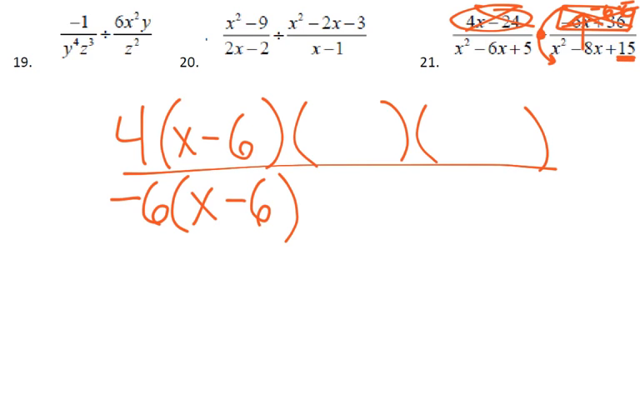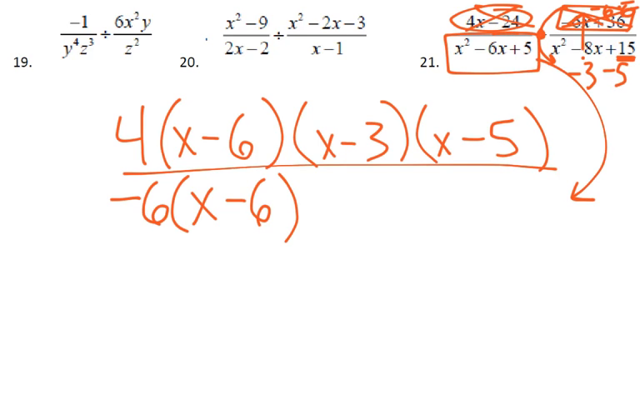Okay, factors of 15 that add up to negative 8. So one of them is positive, one of them is negative. Or they're both negative, or both positive. So negative 3 and negative 5, right, times to make a positive 15, add up to make negative 8. So x minus 3, x minus 5. Now this one's still on the bottom, so it goes down here. Factors of 5 that add up to negative 6. Well, negative 5 and negative 1, right? So x minus 5, x minus 1.